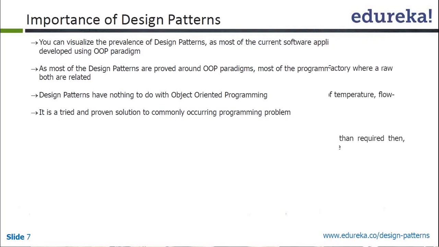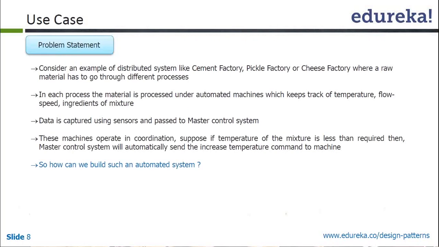Today we are going to look at a use case, a problem statement. Let there be some sort of factory, a factory which consumes the raw material and produces the finished good. That factory could be a cement factory or a pickle factory or a cheese factory, even a chocolate factory if you like. The factory is going to get some raw material.